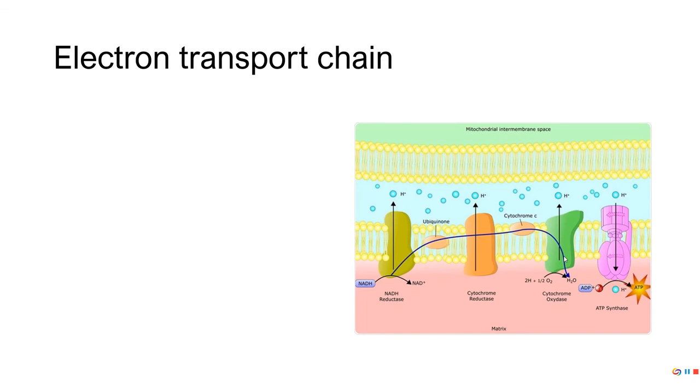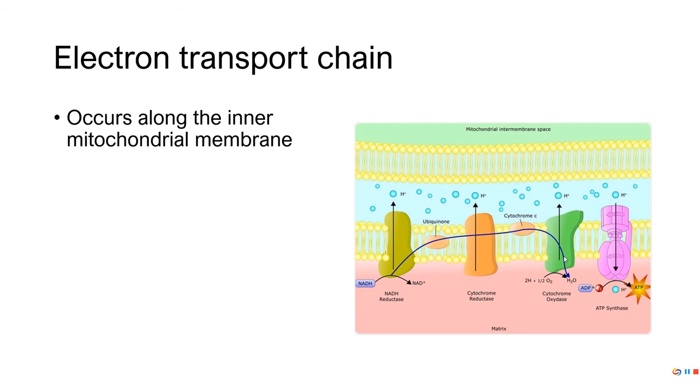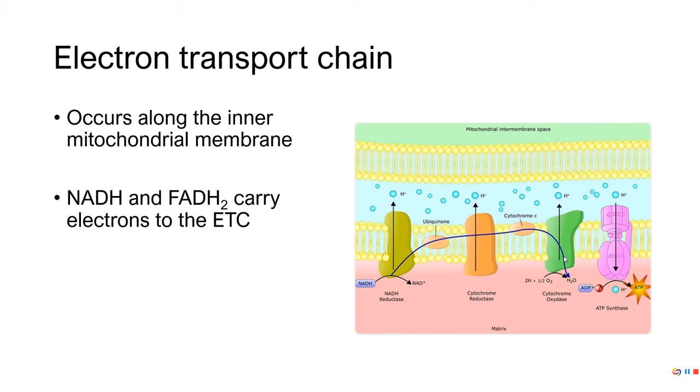And the electron transport chain is complicated. I think it's more complicated than the other processes that we've talked about before. Now, this occurs along the inner membrane of the mitochondria. Okay, so what happens is, and I'm going to give you a brief overview, and then we're going to go a little bit more in detail, is that the NADH and FADH2 carry electrons to the electron transport chain. And then these things undergo a series of reactions to ultimately produce a lot of ATP.